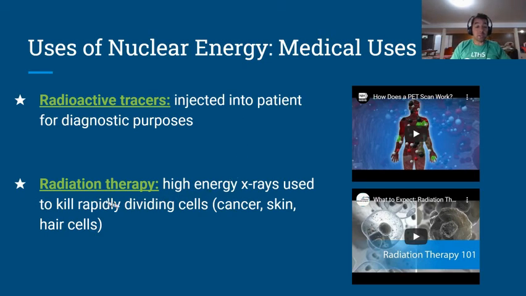There's also radiation therapy, which uses high energy X-rays to kill rapidly dividing cells, which are cancer cells, right? That's what cancer is: cells that keep dividing and don't stop. So those high energy X-rays that are radioactive are able to isolate those and kill them without killing too many healthy cells.